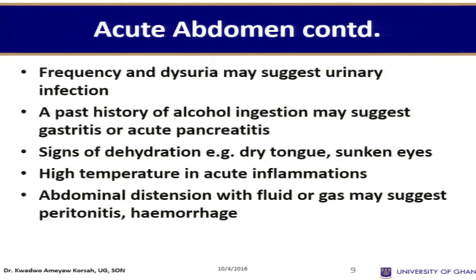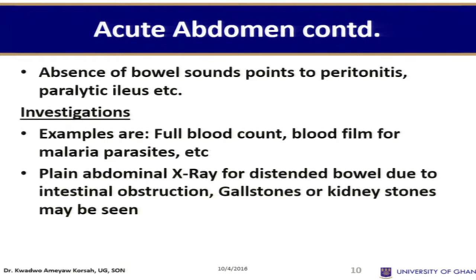So frequency and dysuria may suggest urinary tract infection, and then a past history of alcohol ingestion may suggest gastritis or acute pancreatitis, and then signs of dehydration. For instance, we look at the dry tongue, sunken eyes, and these are all part of the manifestations of dehydration, either from vomiting or from diarrhea, and then other factors. And then high temperature in acute inflammations, and then we have abdominal distension with fluid or gas, which may also suggest peritonitis or hemorrhage. And then absence of bowel sounds points to peritonitis, and then paralytic ileus.